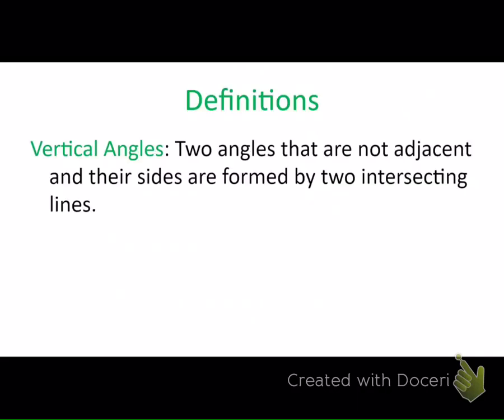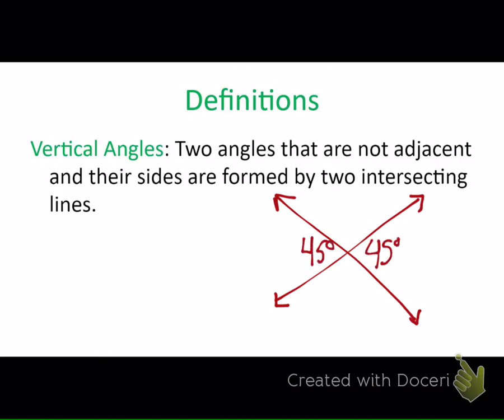Vertical angles. That's two angles that are not adjacent, and their sides are formed by two intersecting lines. That looks like this. So their angles are not adjacent, and their sides are formed by two intersecting lines. So that would be like if this is 45 degrees, this over here is 45 degrees, and these are considered vertical angles. They're across from each other.